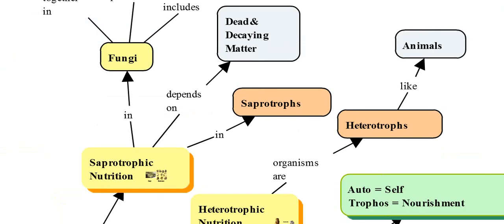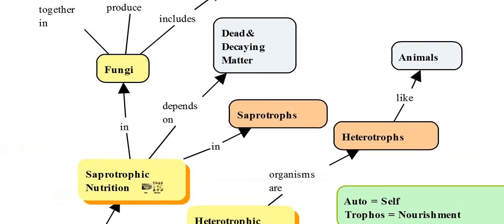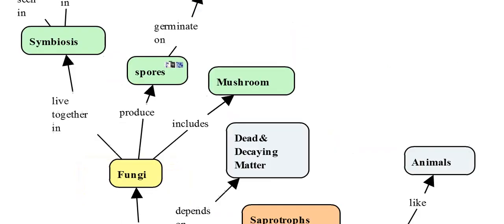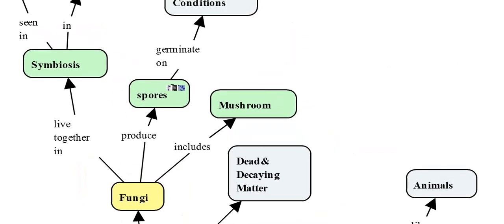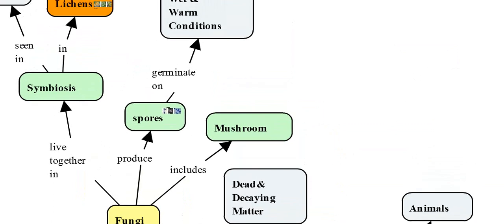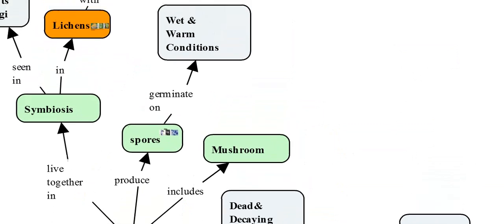The final mode of nutrition is saprotrophic nutrition. Organisms which have saprotrophic nutrition are called saprotrophs. And saprotrophs depend on dead and decaying matter. An example of saprotrophs is fungi. Fungi even includes mushroom, and fungi produce spores. Spores germinate in wet and warm conditions.